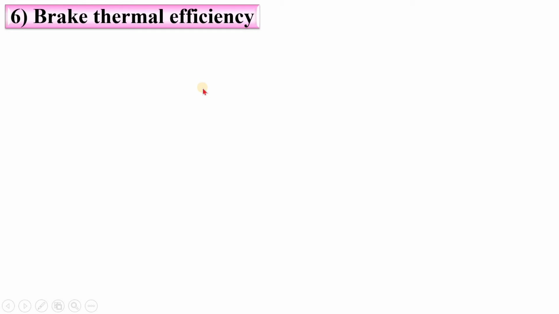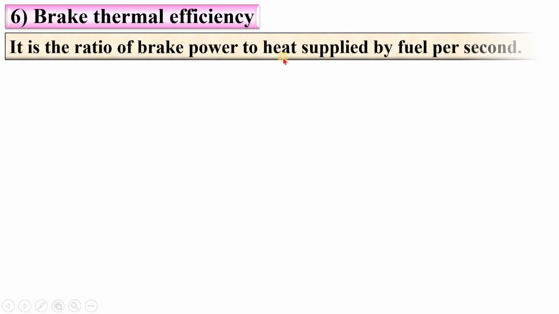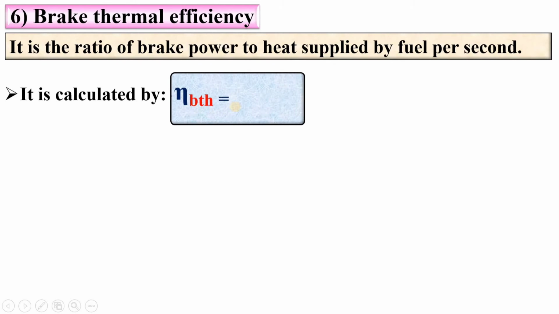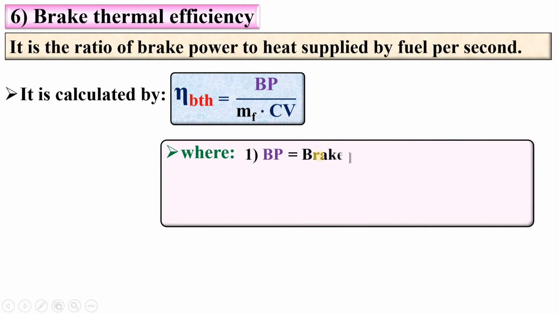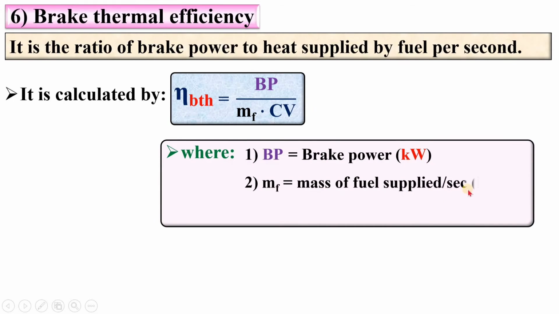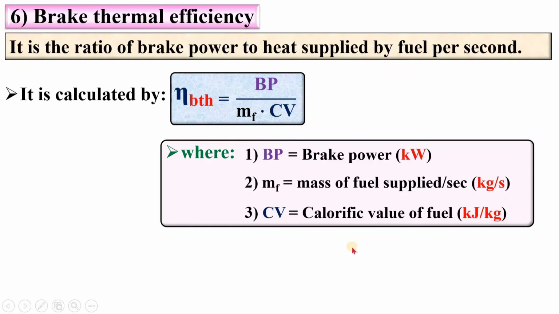Next, brake thermal efficiency. It is the ratio of brake power to heat supplied by fuel per second. It is calculated by eta BTH is equal to BP upon MF into CV, where BP means brake power in kilowatt, MF, that means mass of fuel supplied per second, that is in kg per second, and last one, CV, that is calorific value of fuel, that is in kilojoule per kg.